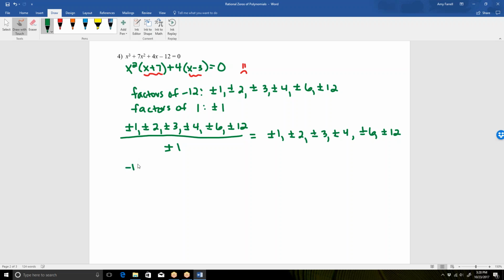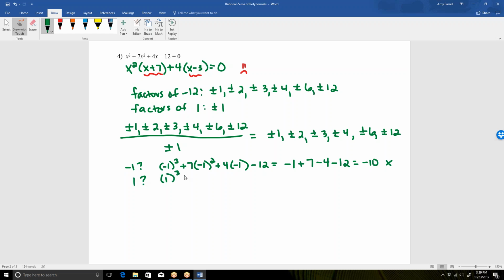First, I'm going to test negative 1. Does negative 1 work in the equation? Well, let's see, because I'm looking at my list here of potential rational zeros, and now I'm going to try them out. So negative 1 to the third plus 7 times negative 1 squared plus 4 times negative 1 minus 12. So we have negative 1 plus 7 minus 4 minus 12. And this gives us negative 10, which is not 0. We're looking for 0. If we got 0, that would mean it is a solution. So negative 1 is not a solution.